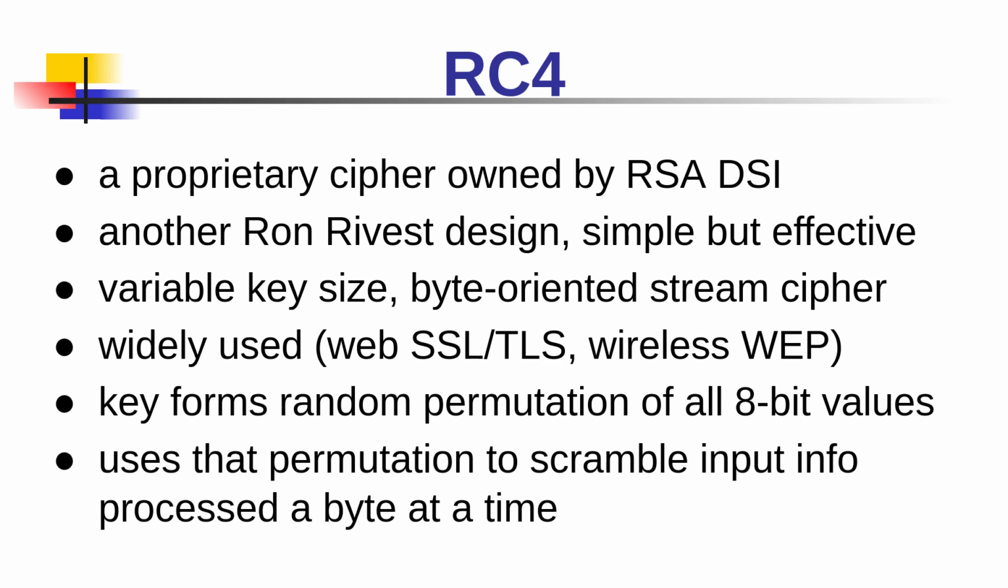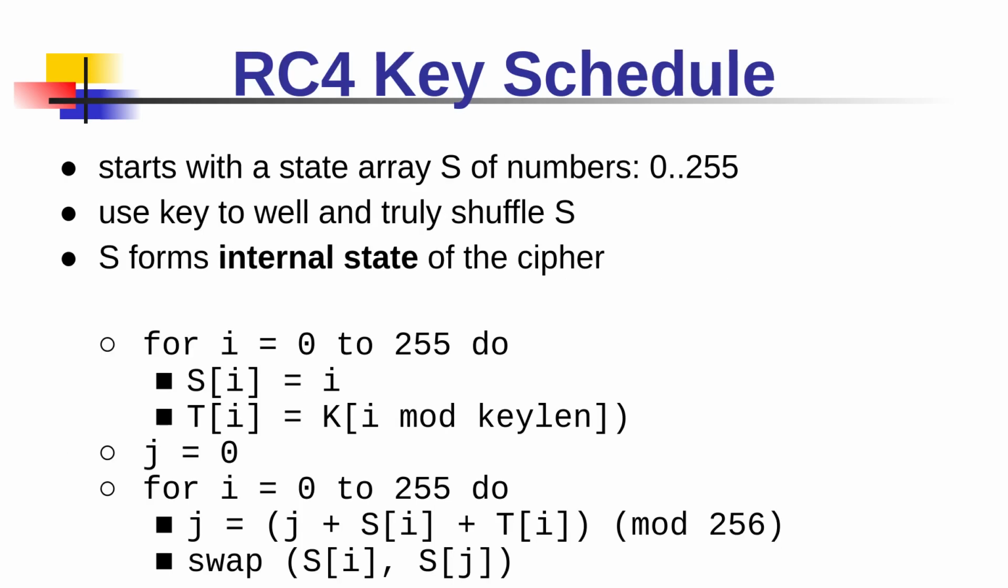Now, the advantage over here is that the key stream is randomly generated, and different sizes of keys are possible. But just like all stream ciphers, it is byte oriented, and it is normally used for internet encryption, web encryption and wireless encryption. So we're going to look at how this works.